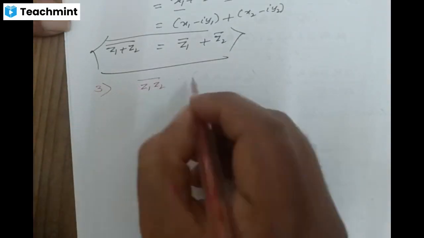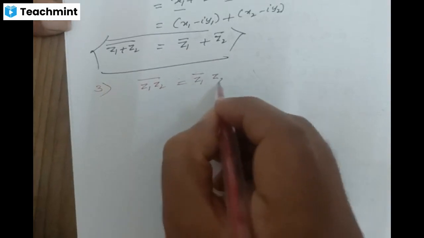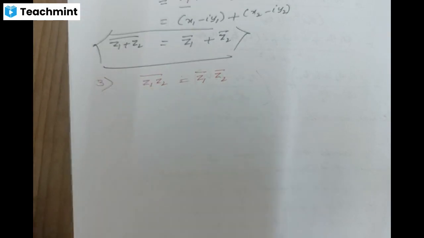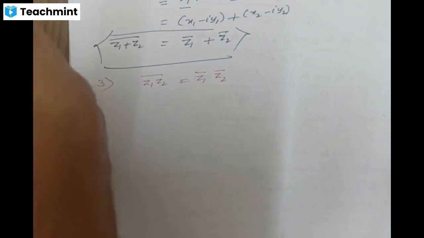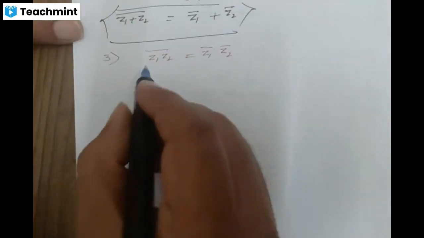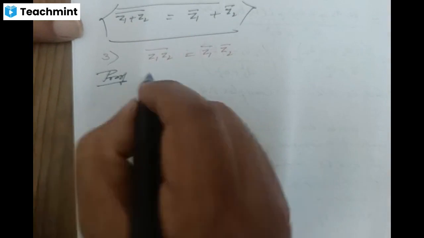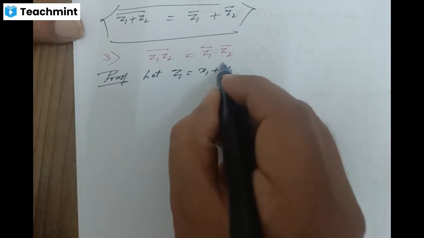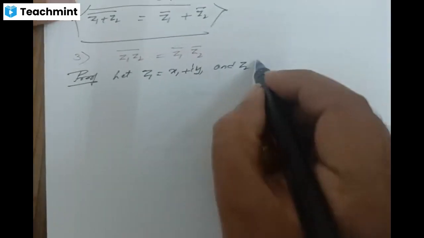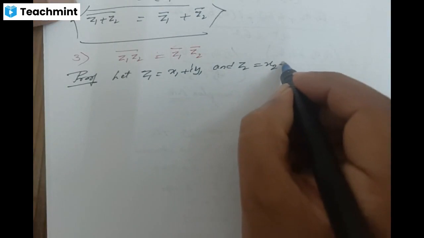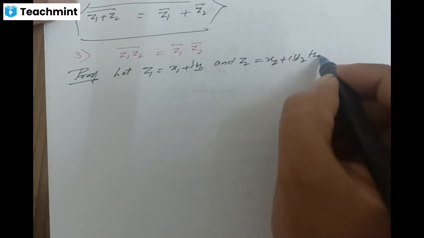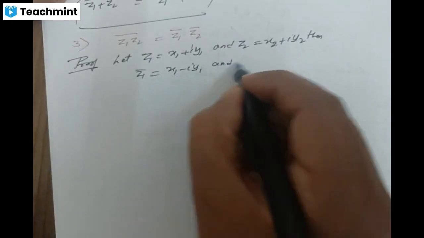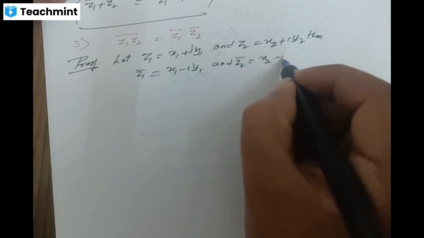z1 z2 whole bar is equal to z1 bar into z2 bar. The conjugate of the product z1 z2 is equal to z1 bar into z2 bar. Okay, so in the proof we can consider z1 and z2. Let z1 is equal to x1 plus i into y1 and z2 is equal to x2 plus i into y2. Then I will write z1 bar is equal to x1 minus i into y1 and z2 bar is equal to x2 minus i into y2.